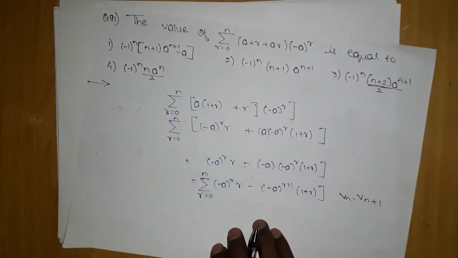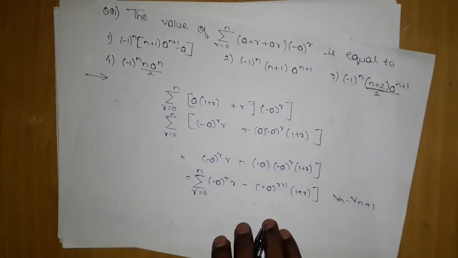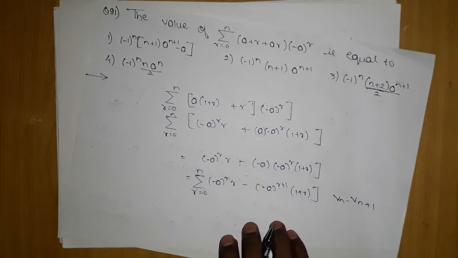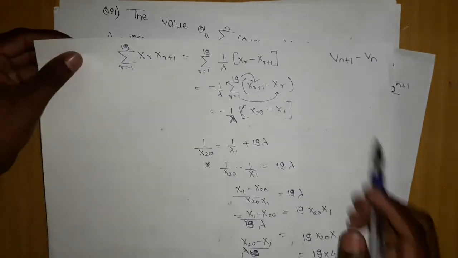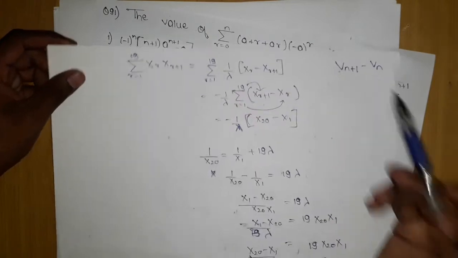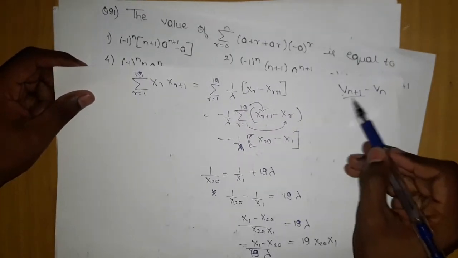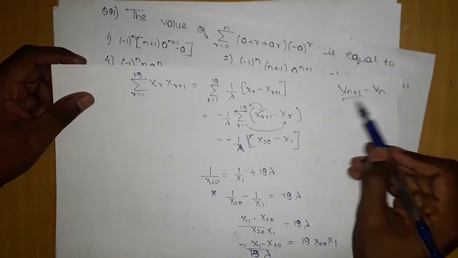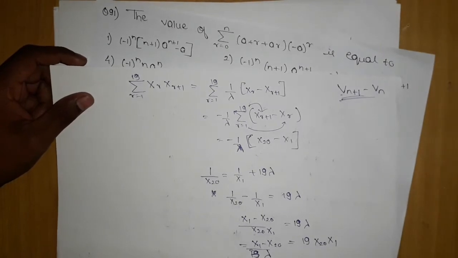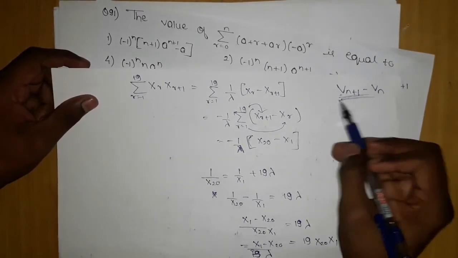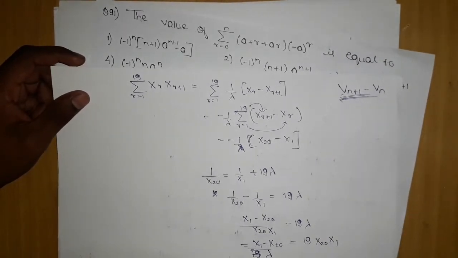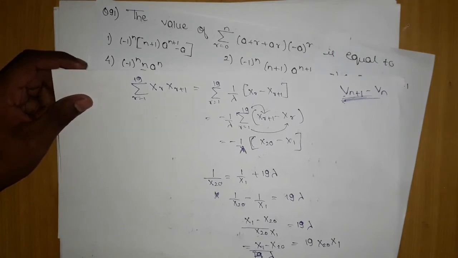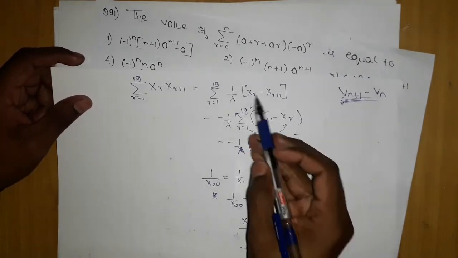I think I told you something which was not correct. If I remember, I told you Vn plus 1 minus Vn. I think I told you wrong. There is no regulation that Vn plus 1 should be there. It can be Vn minus Vn plus 1. There is no regulation. You will solve that.